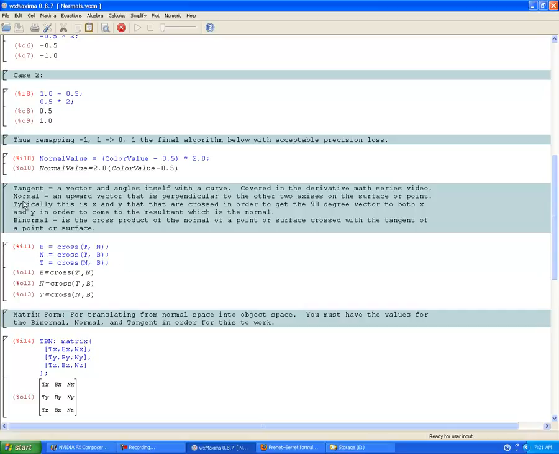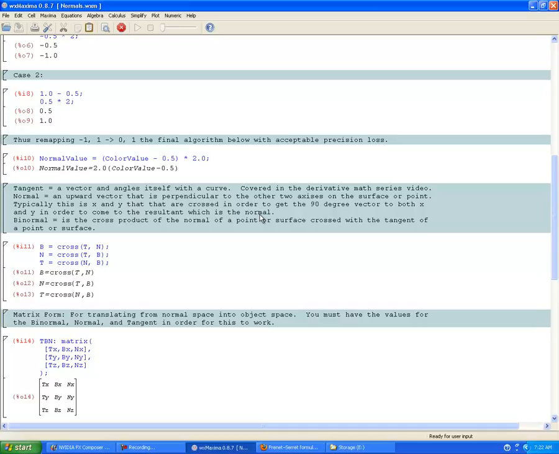Alrighty. Normal. We already know what a normal is too. It's an upward vector that is perpendicular to the other two axes on the surface or a point. And typically this is x and y that are crossed, and by saying crossed, I mean cross product, okay? Commonly it's referred to in mathematics as being crossed. You cross one vector with another, you're talking about cross product, in order to get the vector that is 90 degrees to both x and y, because it has to be 90 degrees to both, in order to come up with the resultant, which is the normal. In our case here, our normal is going to be 90 degrees to our binormal and to our tangent.